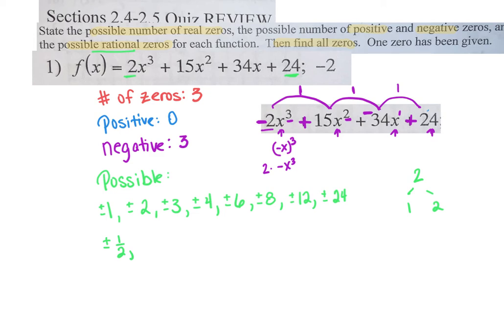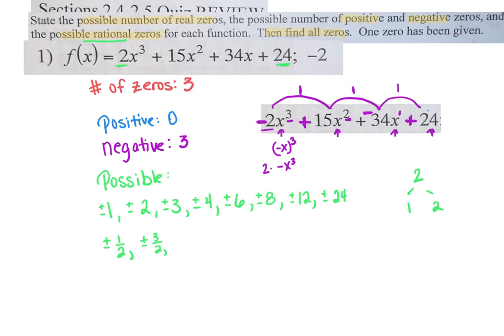Now, when I put 2 over 2, what do I get? 1. I've already listed 1. I don't need 2. 3 over 2 will not reduce, so that's going to be positive or negative 3 over 2. All the other ones: 4 over 2 is 2, I've already listed 2. 6 over 2 is 3, I've already listed 3. 8 over 2 is 4, I've already listed 4. 12 over 2 is 6, I've already listed 6. 24 over 2 is 12, I've already listed that, so I don't need to list them again. These are all my possible numbers. All right?